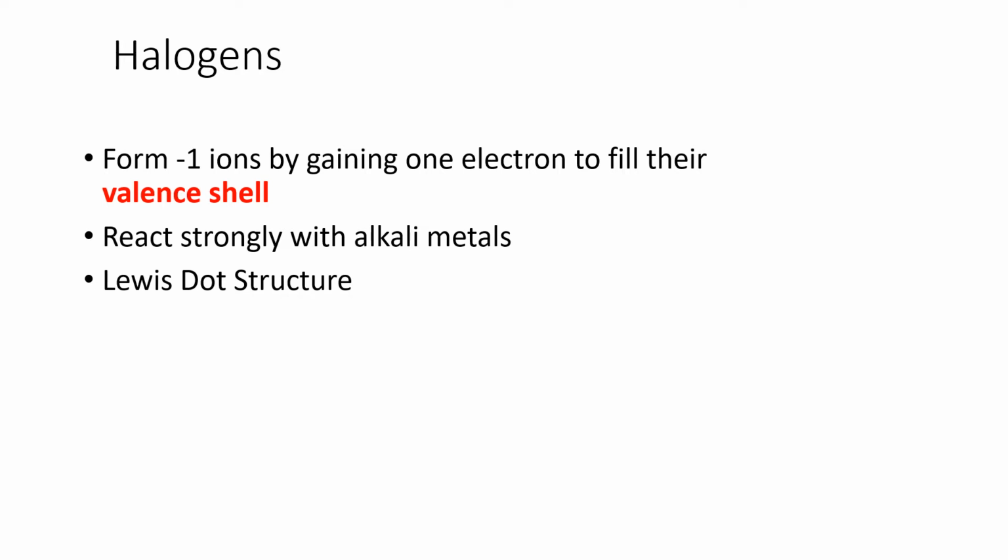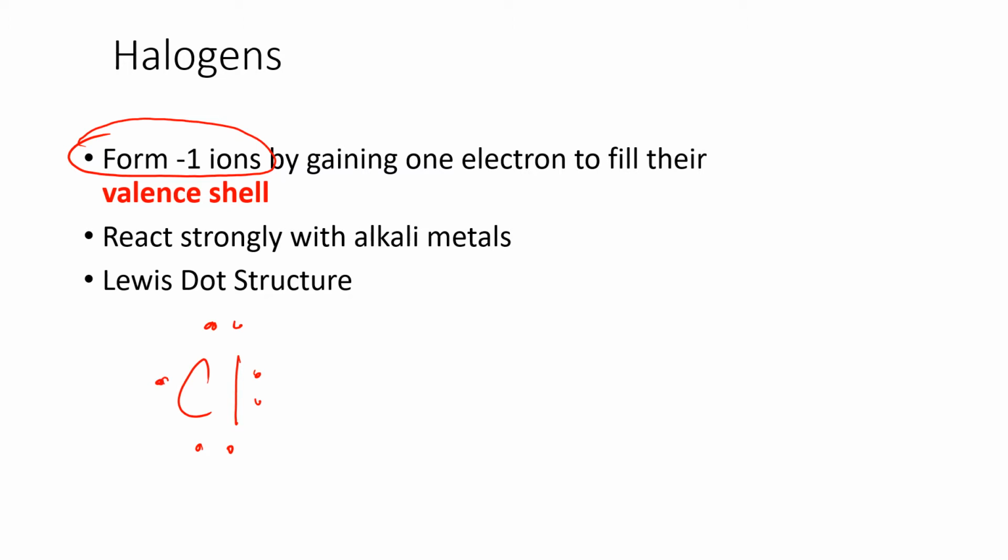So the Lewis dot structure, remember that you have up to 8 electrons on the valence shell. So it forms -1 ions. So this is what it would look like for, say, chlorine, Cl, not Ci. So 1, 2, 3, 4, 5, 6, 7.